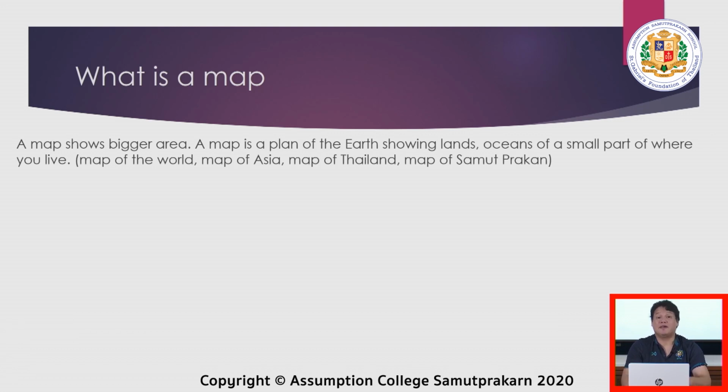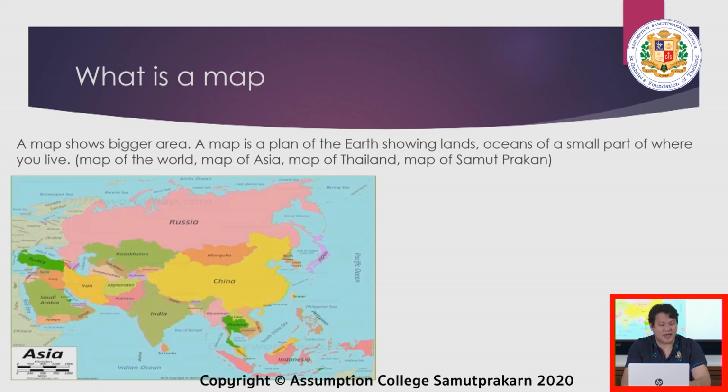Now, a map can vary. There are many kinds of maps. There are maps that show the map of the world, the map of Asia. Now, this is the map of Asia. Can you locate where Thailand is? Exactly. Thailand is the one in the south, north, south, east, and west.